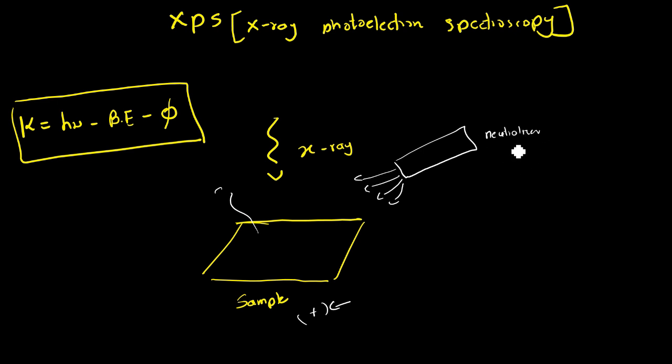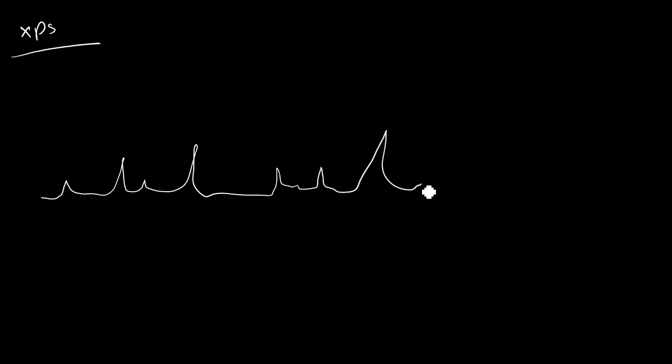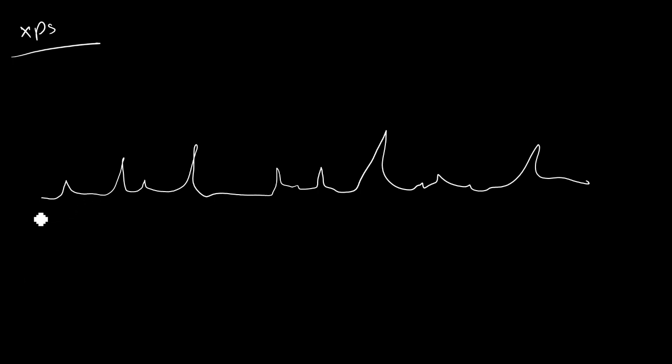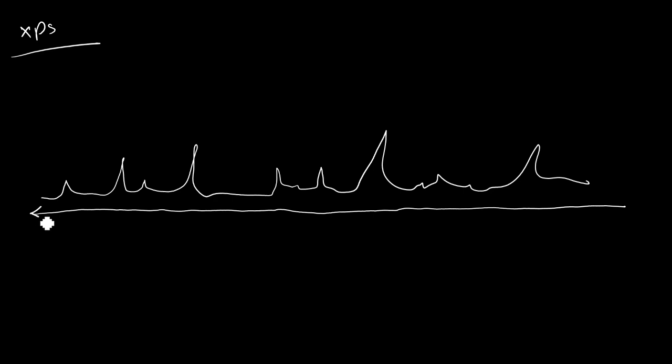Now let's move on to how we can analyze our particular data. In the XPS, you will see a spectrum. Mostly it's like this. You will see some peaks, like this. The axis over here is the binding energy, right? Normally it's like 1000 electron volts to 0 electron volts.